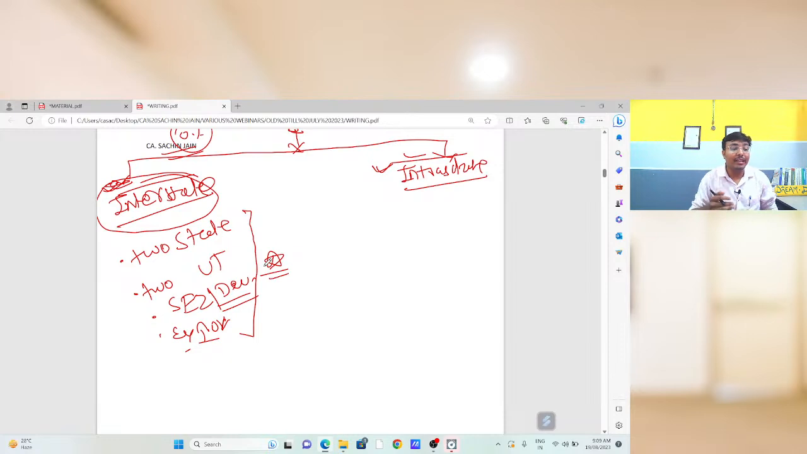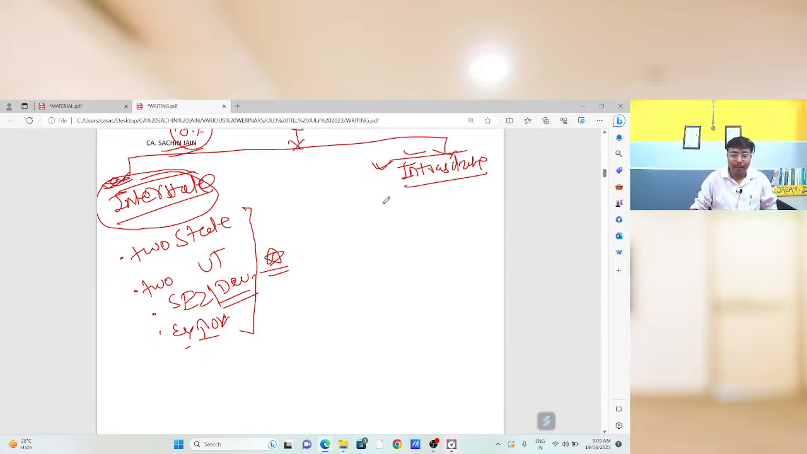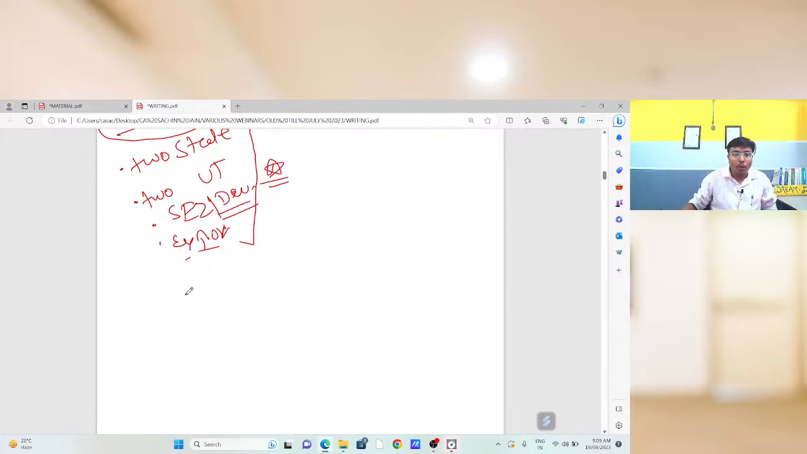Now, the second question arises: what do you mean by intrastate supply? Now, one more point is there. Whenever I make the supply to a tourist, suppose one person is coming to Rajasthan and he is going to take my services in Rajasthan, but the GST number is from Uttar Pradesh. In that case, that supply is to be treated as interstate supply, not as intrastate supply. Whenever I make the supply to any tourist, that supply is to be considered as interstate supply, not as intrastate supply.